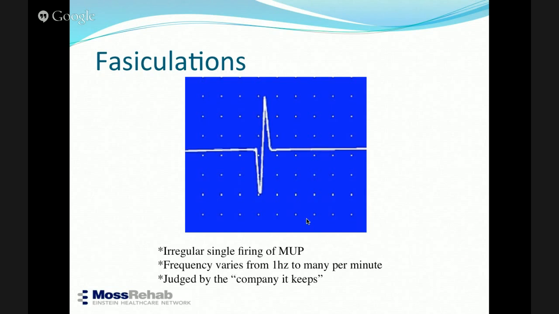They're single firing motor unit potentials, and you cannot fire your motor unit potentials voluntarily only one time. That's a classic thing. So they sound like popcorn, you know, pop, pop, pop, pop. So you're going to hear that. You know, frequency varies from 1 hertz per minute. Generally, the faster firing ones are almost always benign.